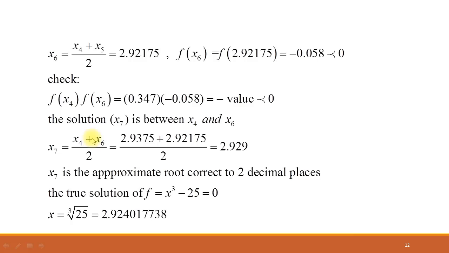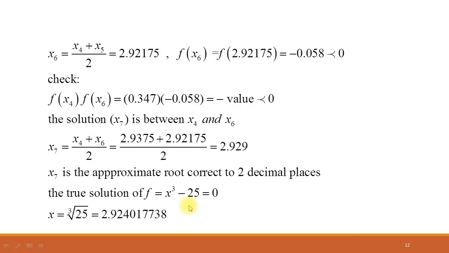So adding these two, x4 and x6, divided by 2, we obtain 2.929. In the sixth root we obtained 2.92, and in the seventh root, x7, we obtain 2.929. So x7 is the correct root of the given nonlinear equation to 2 decimal places. And you see here, dear students, this is the true result, 2.9240177738. We can calculate this result by a simple calculator.